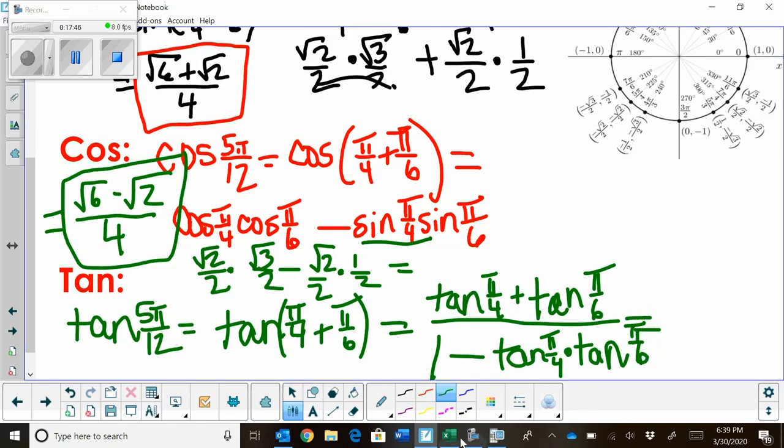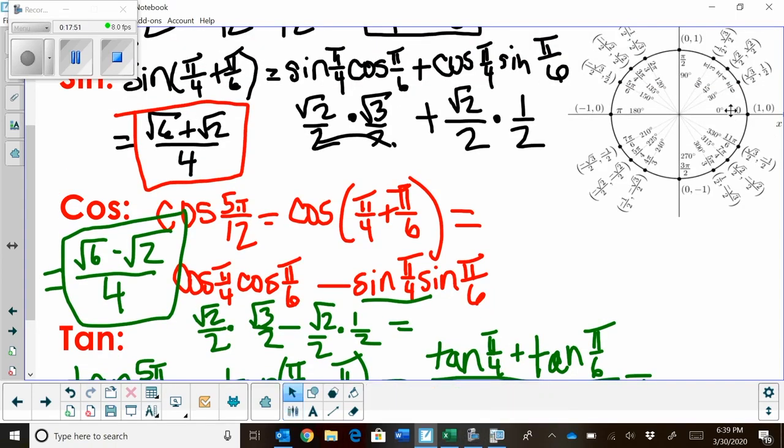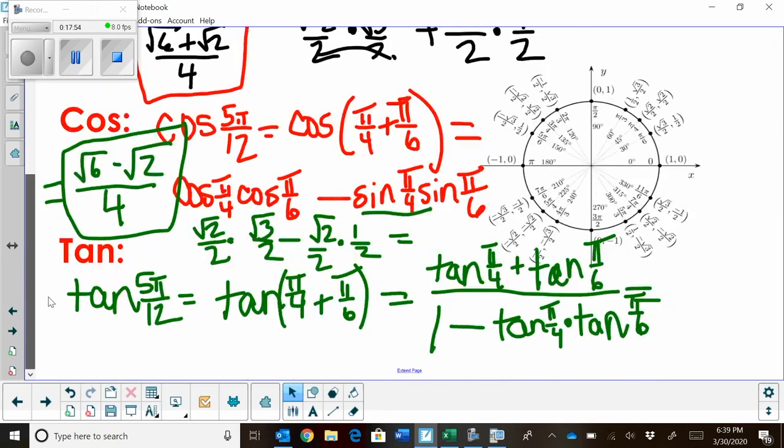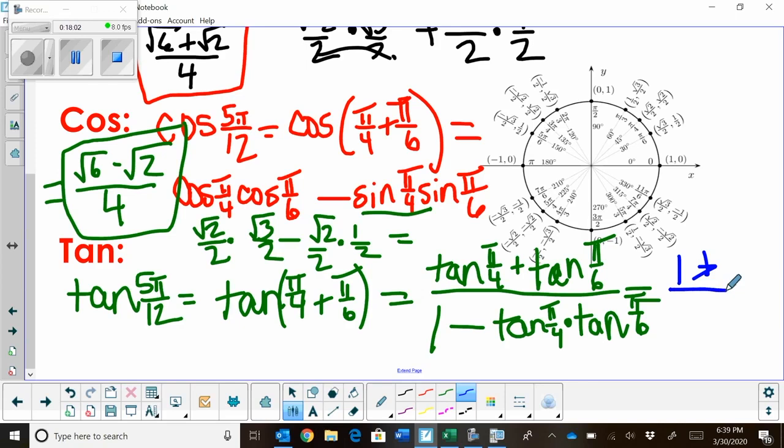So on top, let's go back. What is the tangent of pi over 4? So again, if you need your unit circle, just bring it down. Let's look at it. Tangent at pi over 4, hopefully you remember that, that's just 1. Plus, what else is on top? Tangent of pi over 6 right here. Well, we know that's a root 3 over 3. Okay, and then on the bottom we have 1 minus the product of those two. So the tangent of pi over 4 is 1 times root 3 over 3.